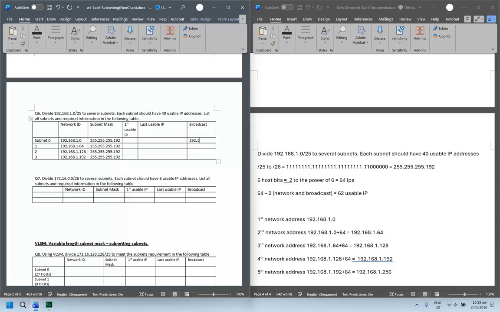So 192.168.1.63, 192.168.1.127, 192.168.1.191, and okay, fifth group is 256, right? Minus 1 is 255. 192.168.1.255. Okay, so same concept here.